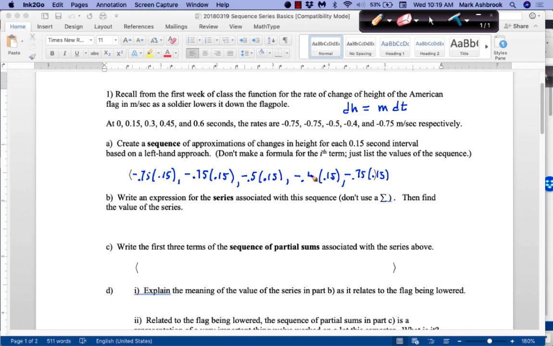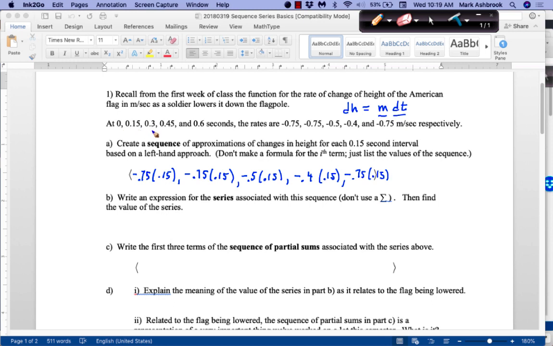Do I have it right now? Questions on that? So it's a sequence of approximate changes. Each approximate change is calculated by rate times change in time. But it's rate times change in time, the duration of time.